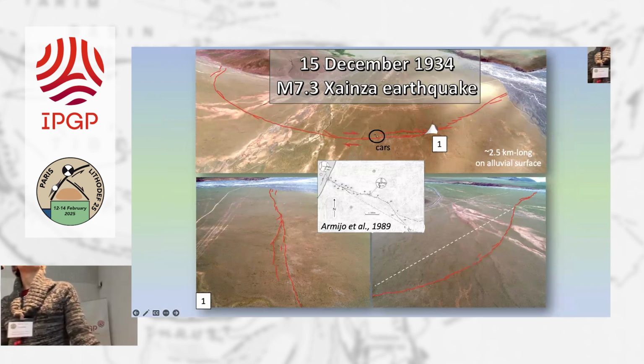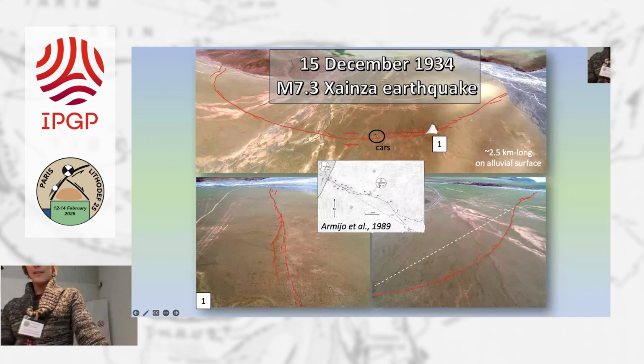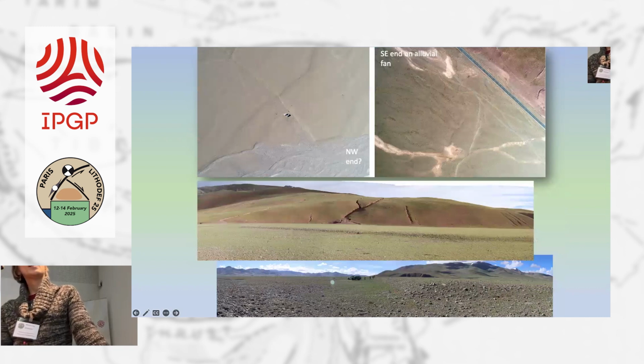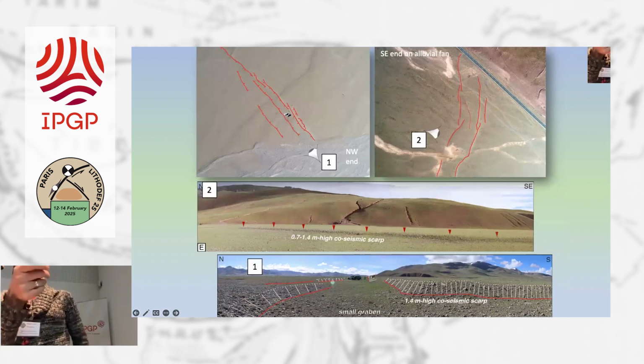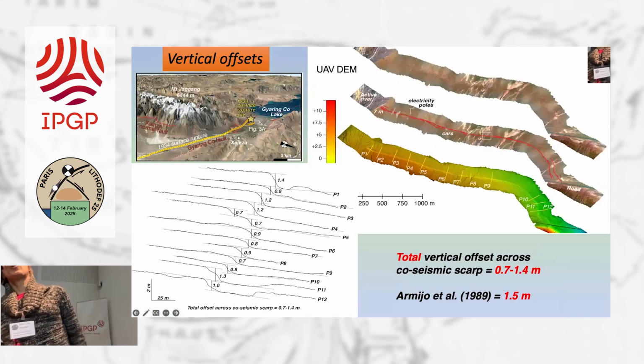That's quite impressive, actually. So we mapped with the modern tools that we have, with the drones, and we built UAVs, and we took photos of the northernmost terminus of the rupture. You can see a small graben here. And then other parts, we have this beautiful fault scarp that is well preserved. And then we flew the drone over this one particular alluvial fan here, and we measured the co-seismic vertical offset at several locations, and we obtained 0.7 to 1.4 meters, which is what Armijo found by being in the field in the 80s.